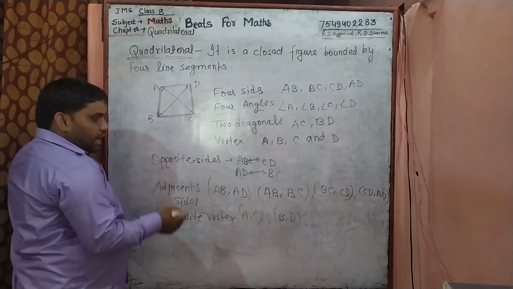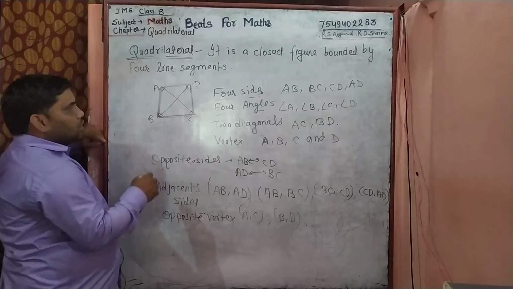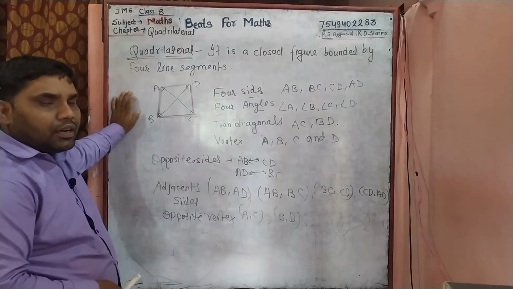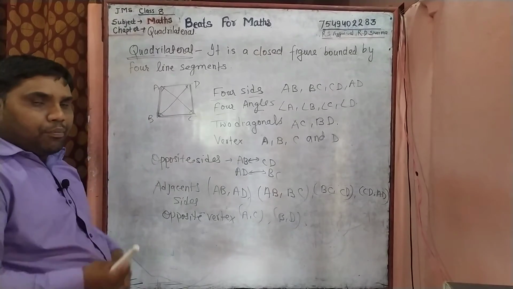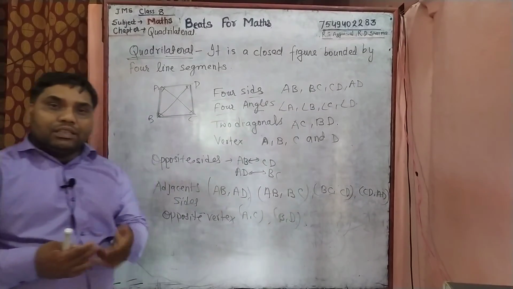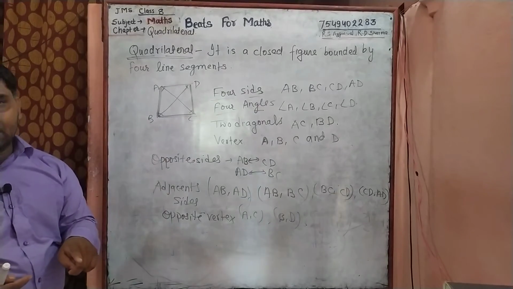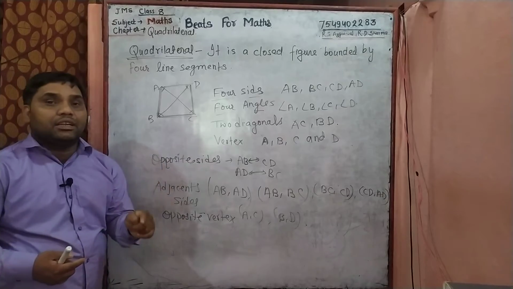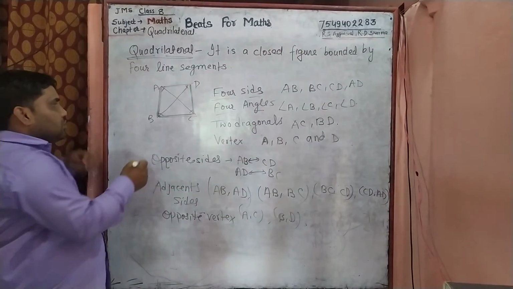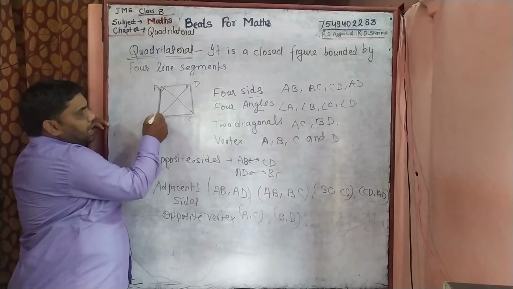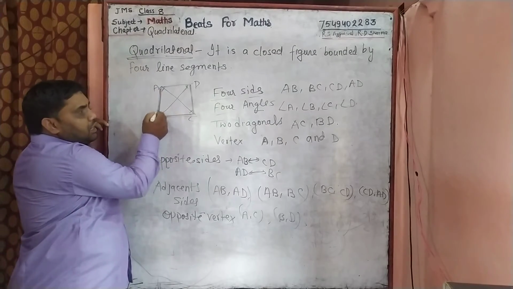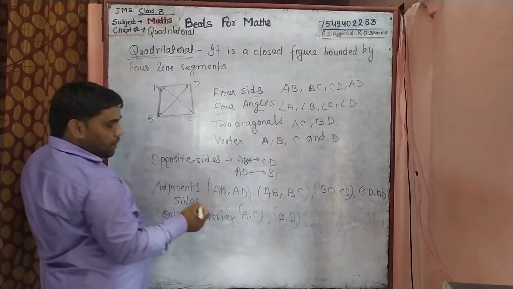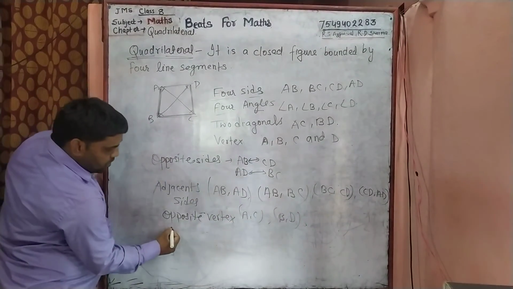And we are talking about adjacent vertices. So here, adjacent vertices means vertices connected by one side. Adjacent sides are those connected by one vertex, but adjacent vertices are those connected by one side. See, side AB, and there are two vertices A and B. These two are connected by this side. So A and B are the adjacent vertices.